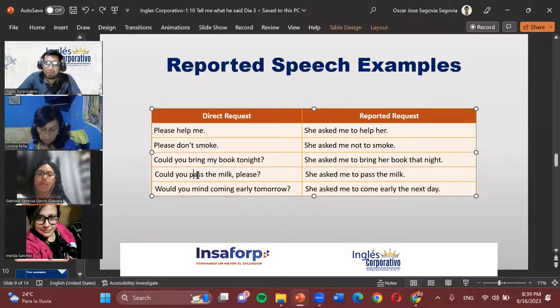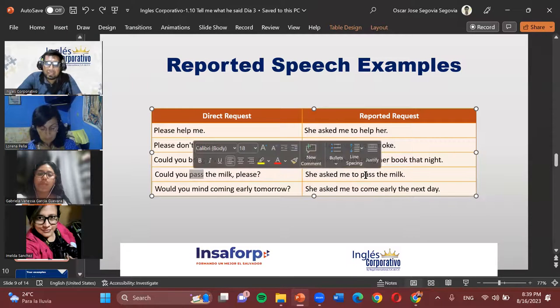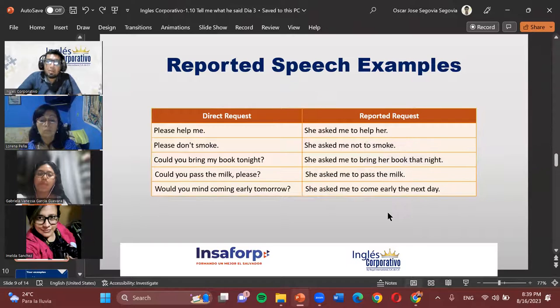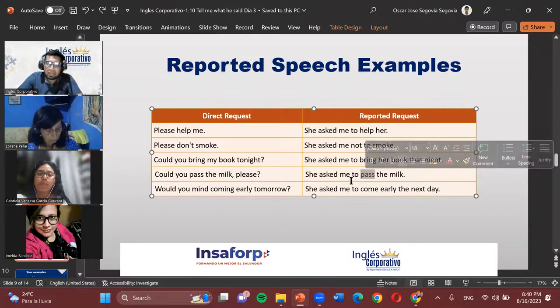That is something that I was also missing to explain. So here, for example, you have the verb pass, and the verb pass is going to stay the same. Once again, this is a special thing that happens with requests, okay? The same basically happens with orders or commands, but here, as we're talking about requests, we need to clarify that this is something that happens especially with requests.